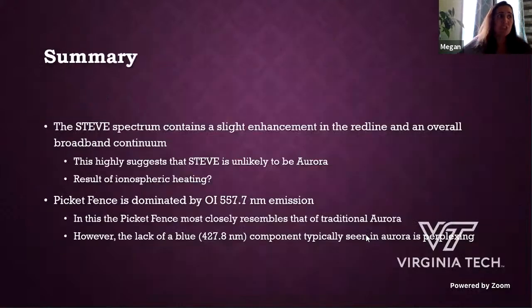So just in quick summary, again, Steve seems to have a slight enhancement of red, which is interesting, and then an overall broadband continuum. This is highly suggestive that Steve isn't caused by your typical auroral processes. In fact, it isn't actually aurora, and it's more likely the result of ionospheric heating, which is kind of what we've been hearing about with SEDs and ZAPs and stuff today. And the picket fence is dominated by that 557.7 nanometer emission. And in that sense, it resembles more traditional aurora. However, the blue component that we would normally expect to see with that green enhancement is distinctly lacking in this particular event. So that's kind of perplexing.